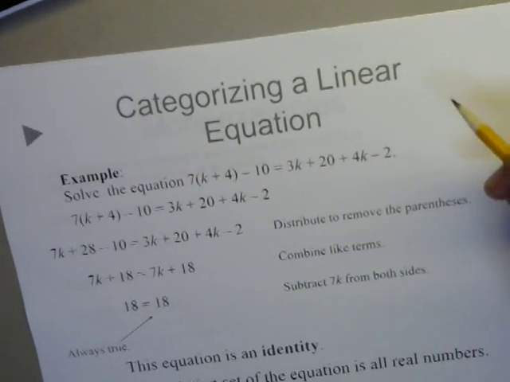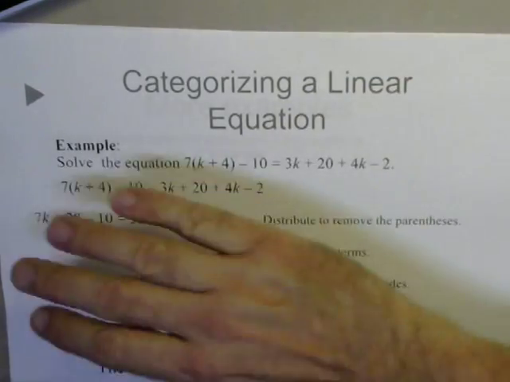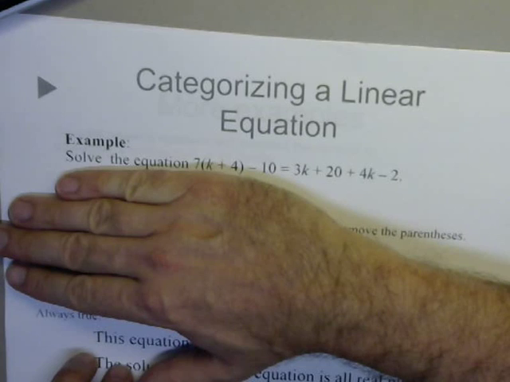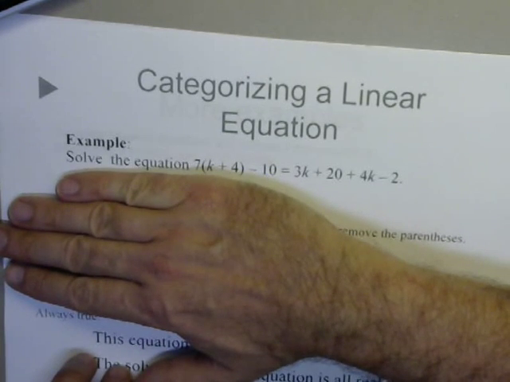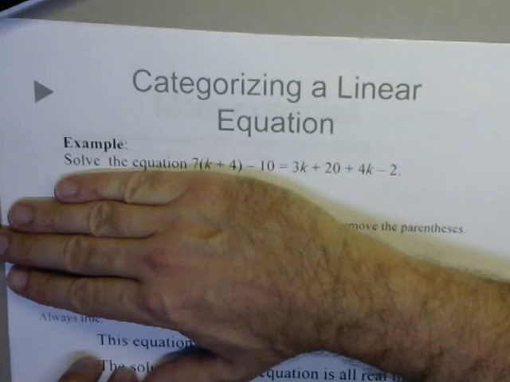So let's look at an example here. So let's say I have this equation. Now, when you look at this, at least if you don't look at the answer, I can't tell right away whether that's going to be a conditional equation. In other words, whether there's one number I can stick in for k, or whether there's going to be no solution like the last example, or whether I can stick any number in for k.